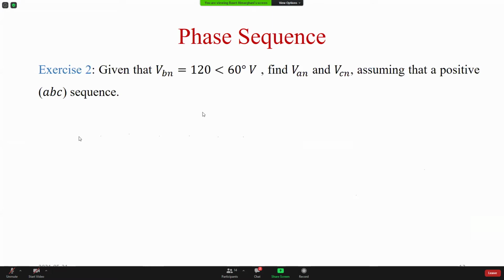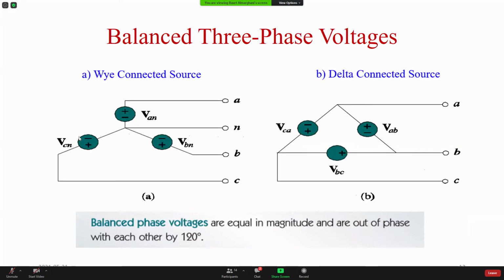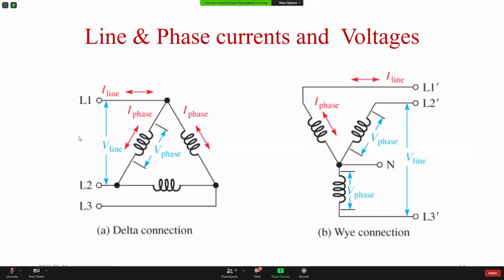We did the exercise and we did talk about the two connections, Y and delta. And we said this is the phase and the line currents, and you can see them here. What's inside the phase is called phase. So the current inside here is called the phase current. The voltage across this is called the phase voltage. What is in the line is called the line current. Between lines is called the line voltages.